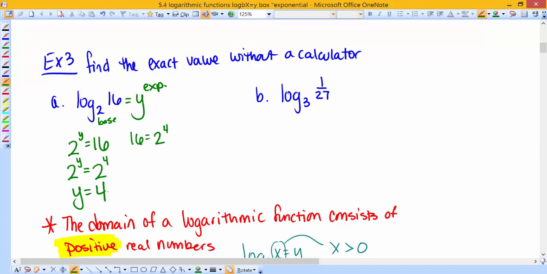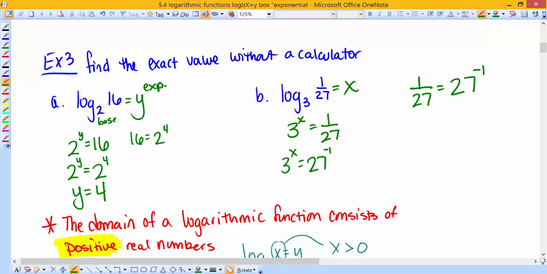I'm going to do that again in B. This time I'll set it equal to x, so you can see it doesn't matter what variable you write, just as long as you're solving for it. So 3 is my base, x is my exponent. 1 over 27. Well, that's a fraction. And what did a fraction used to have? It used to have a negative exponent. So I can rewrite this as 3 to the x equals 27 to the negative 1.